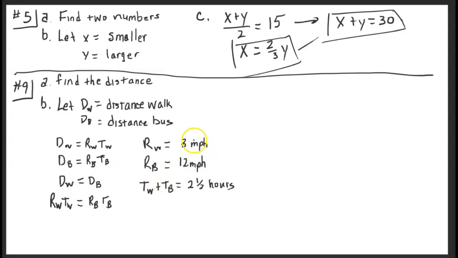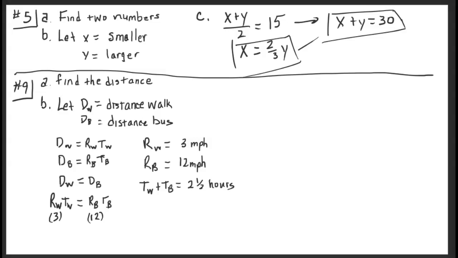Okay, so how can we then solve it? Well, I can put a 3 in for the RW. I can put a 12 in for the RB. But then what? I've got TW and TB. Now, TW and TB don't equal each other, right? If you're walking 3 miles per hour, it's obviously going to take you longer to walk the same distance that you would cover on a bus going 12 miles per hour. How do I know? Well, in 1 hour on a bus, I could go 12 miles. Walking at 3 miles per hour, I'm going to have to walk for 4 hours to get to 12 miles, right?